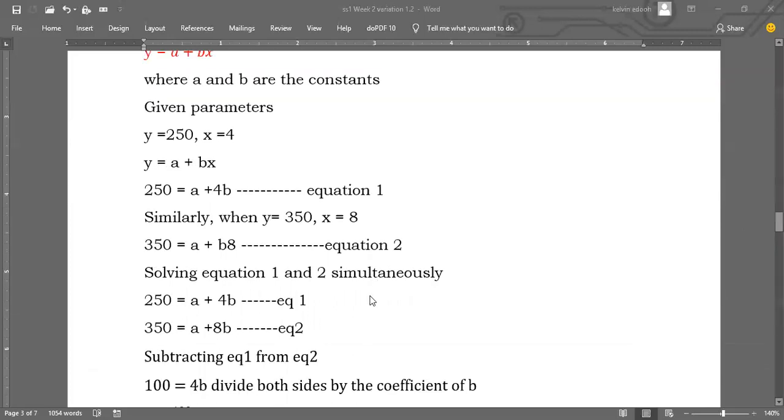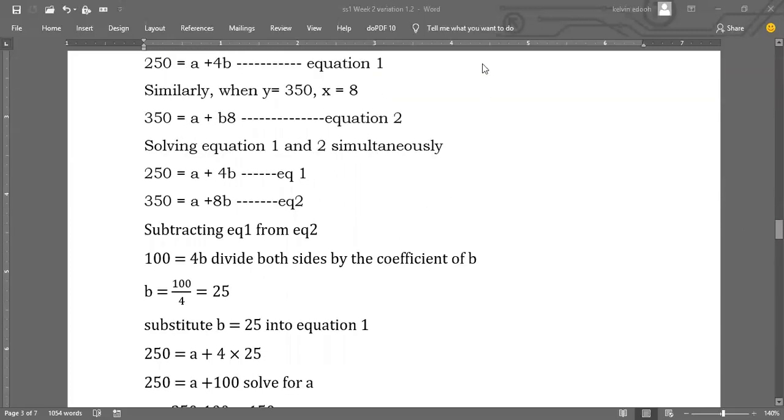Let me pick my pen in order to do so. If you solve the two equations simultaneously, you'll be having equation 1 and equation 2. As I subtract equation 1 from 2, what does that mean? This is equation 1, this is equation 2. Another way of doing it is to write the statement, then I'll just subtract. You get the point? You can just subtract normally, you get the same answer. 350 minus 250, that will be 100.